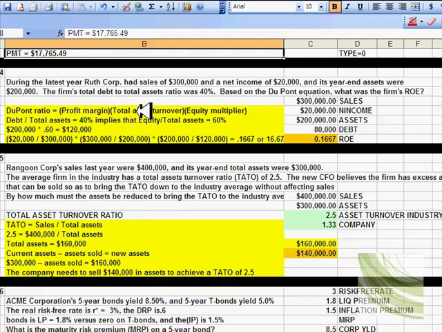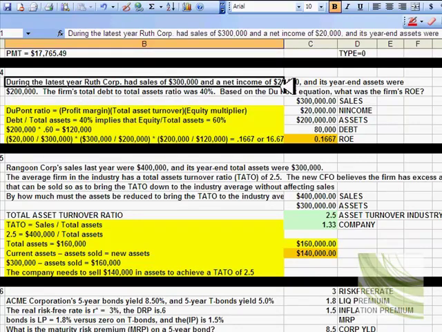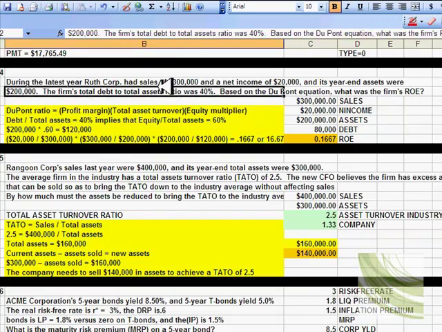Brackets first. Okay, so during the last year, Ruth Corporation had sales of 300,000, net income of 20,000, and its assets were 200,000. The firm's debt to total asset ratio was 40%. That means it has 40% debt, which means it had 60% equity. It financed 60% via equity and 40% was the debt.